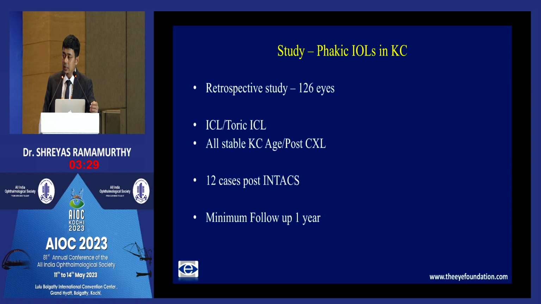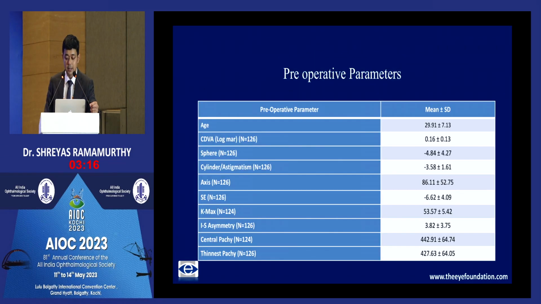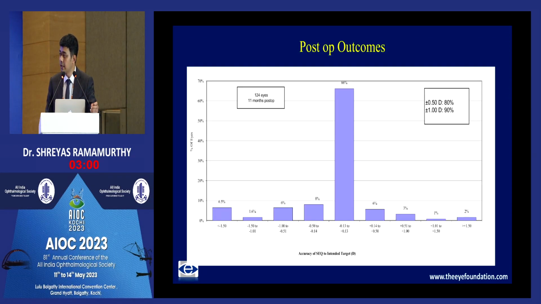This is a quick study that I'll just present the results of, of 126 eyes of patients who underwent ICL or toric ICL in keratoconic eyes, and we also included patients post cross-linking and post intracorneal ring segments. As you can see here, this is a slightly older age subset because they are keratoconus. We want to wait, and this is around 30 years, which is the mean. And also you can see that the Kmax is around 54, 55. So it's not a very high advanced keratoconus, but a mild to moderate keratoconus.